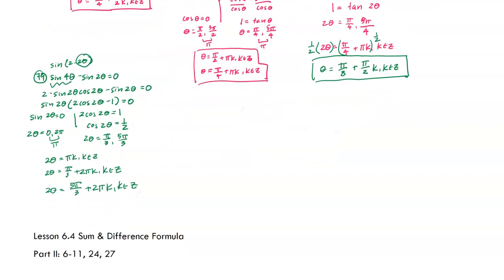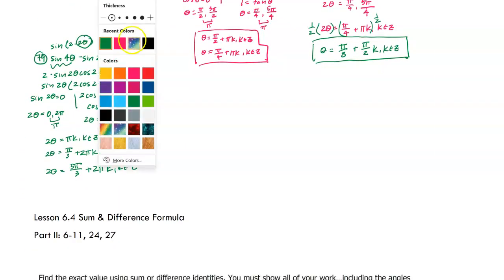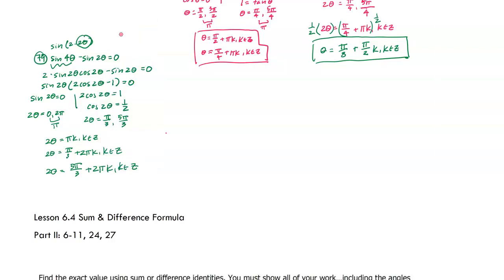And then I'm going to multiply all of them by 1/2. So I end up with theta equaling pi k over 2, k is an element of Z. This one is going to be theta equals pi over 6 plus pi k, since 2 pi divided by 2 is just pi. Okay, theta equals 5 pi over 6 plus pi k. K is an element of all integers.